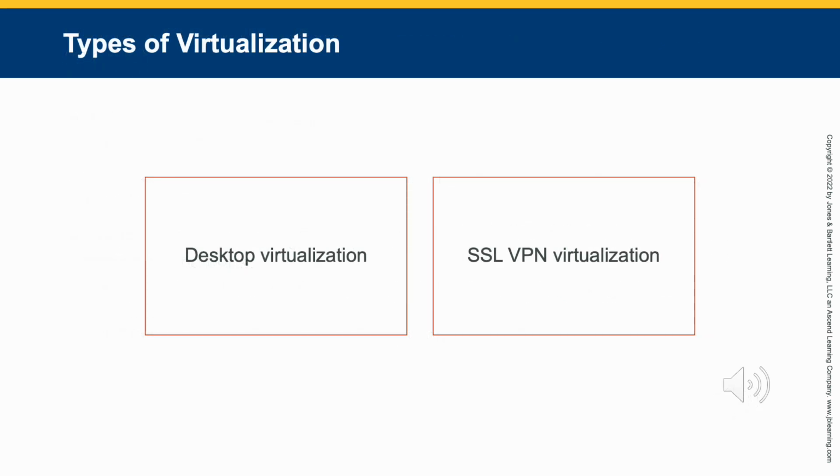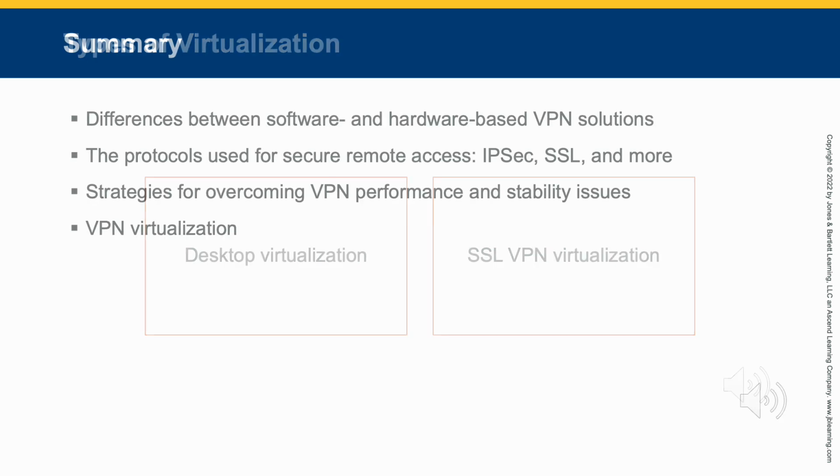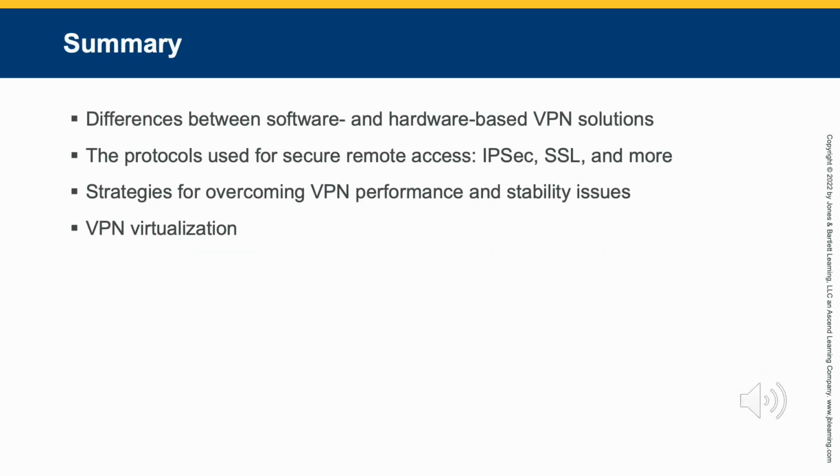Types of virtualization are desktop and SSL VPN virtualization. In summary, we've discussed differences between software and hardware-based VPN solutions, the protocols used for secure remote access, IPsec, SSL, and more, the strategies for overcoming VPN performance and stability issues, and VPN virtualization.